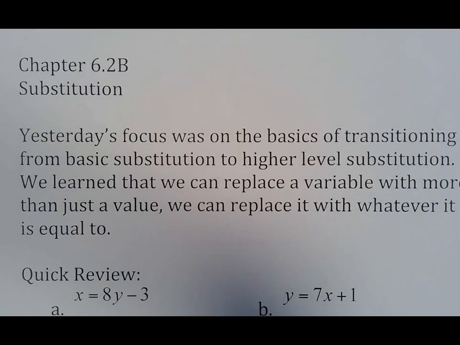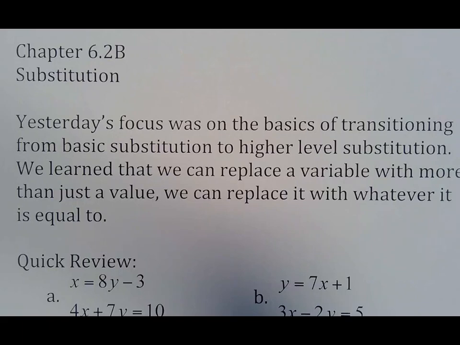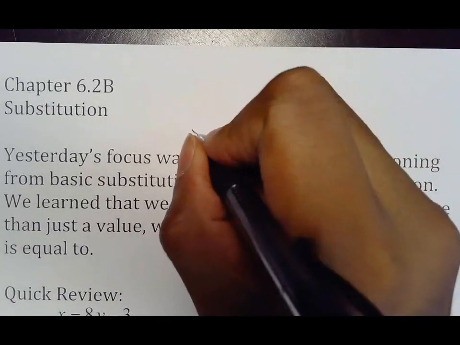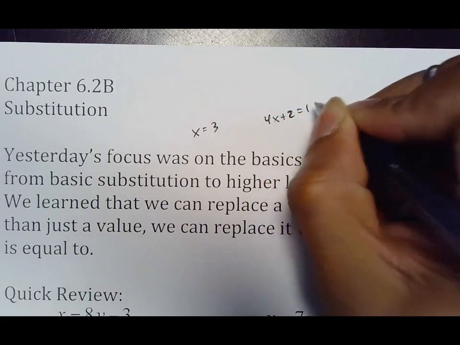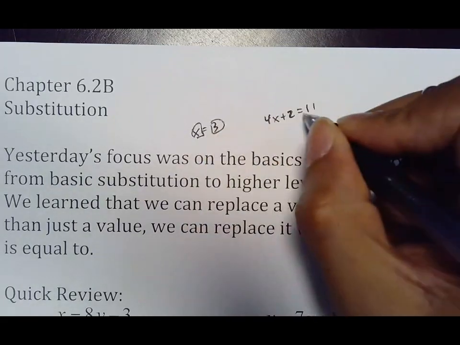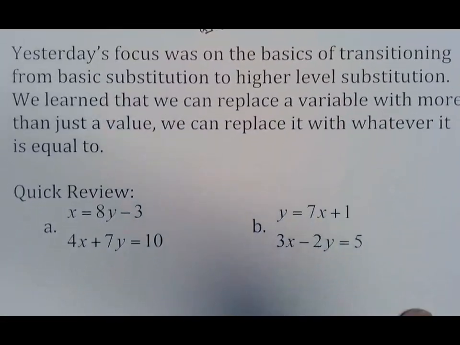All right, 6.2b moves a little bit further, and it also adds a twist to what's going on, making sure you can identify what's going on. So yesterday's focus was on the basics of transitioning from basic substitution to higher level substitution. That was the one where you saw that x equals 3 and you substitute into 4x plus 2 equals 11, and so we put the 3 in for x and we solved, whereas now we have something a little bit higher than that, which is this.